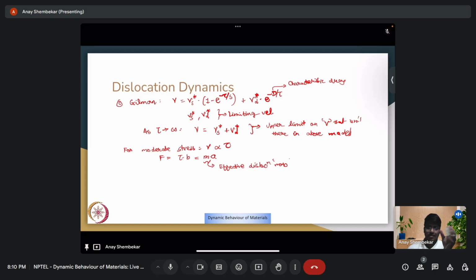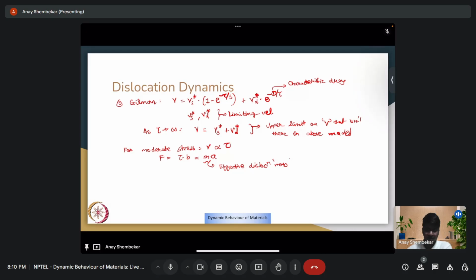What happens is, suppose the dislocation velocity is proportional to the shear stress. What will happen is it will have some acceleration, there will be some effective mass and some non-zero acceleration. As a result, your dislocation velocity will keep on increasing and it will just not stop. So what this would mean is, as you keep on increasing stress, your dislocation velocity will just keep on increasing.